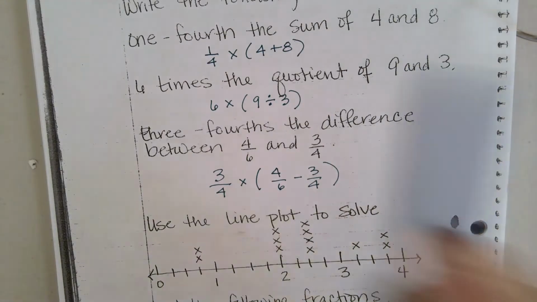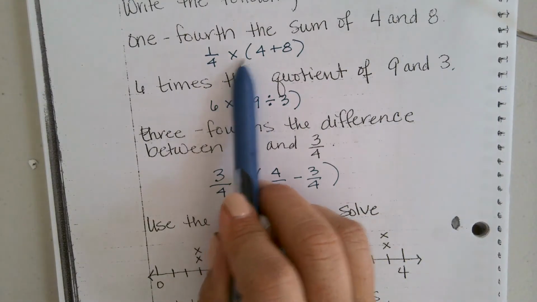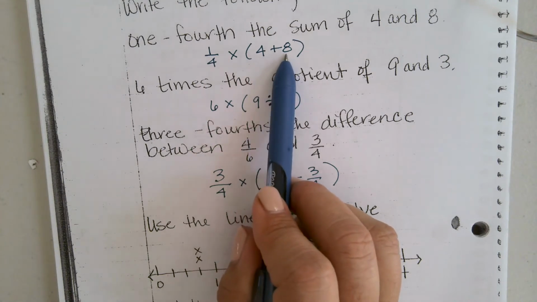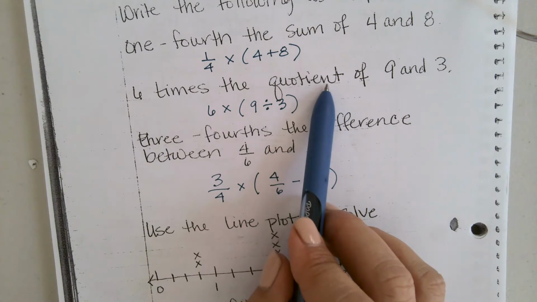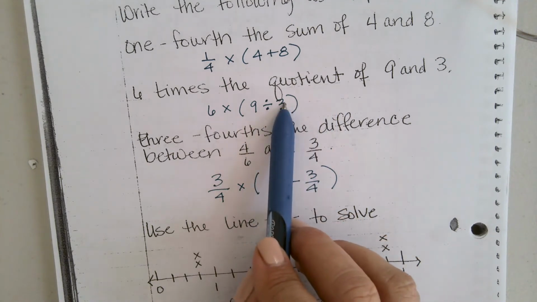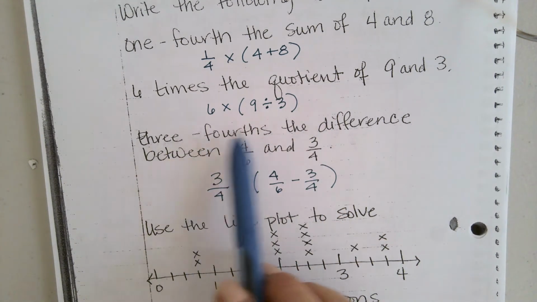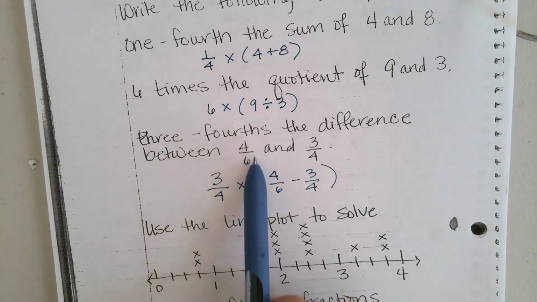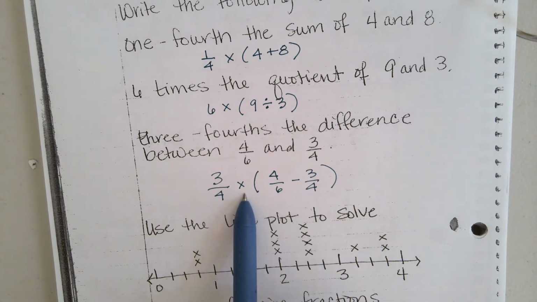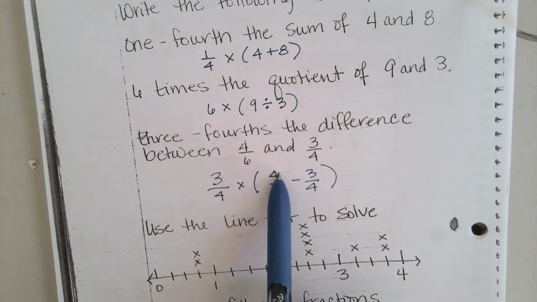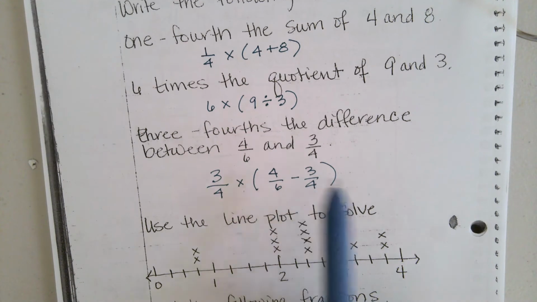All right, how did you do? 1/4 times the sum of 4 and 8. 6 times the quotient. Remember, quotient: 9 divided by 3. Then 3/4 the difference between 4 6/8 and 3/4. So 3/4 of the difference between 4 6/8 and 3/4.